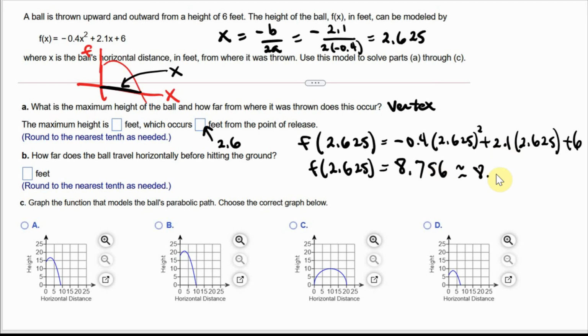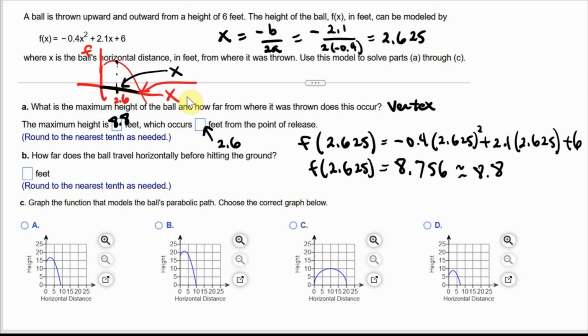So we'll round up. Right? So the height would be the 8.8. It says, how far does the ball travel horizontally? Now, you just found the height where it was here, right? So at that value, that was the 2.6. Now they want you to find this value.